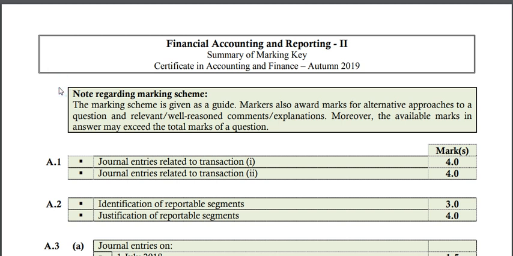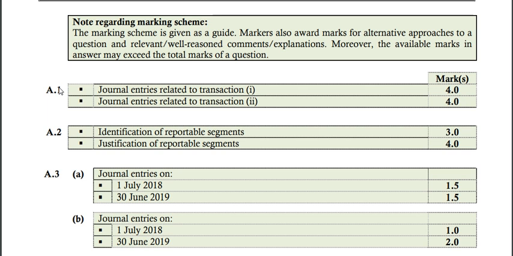Hope you will find it useful and work on it, so that you will be able to score marks easily and clear it soon with a good position.